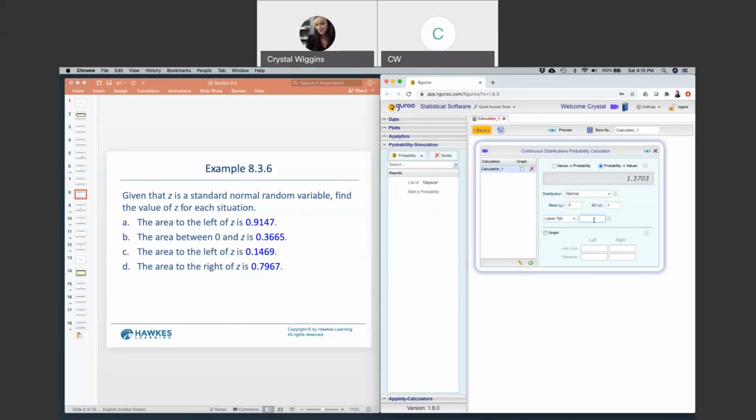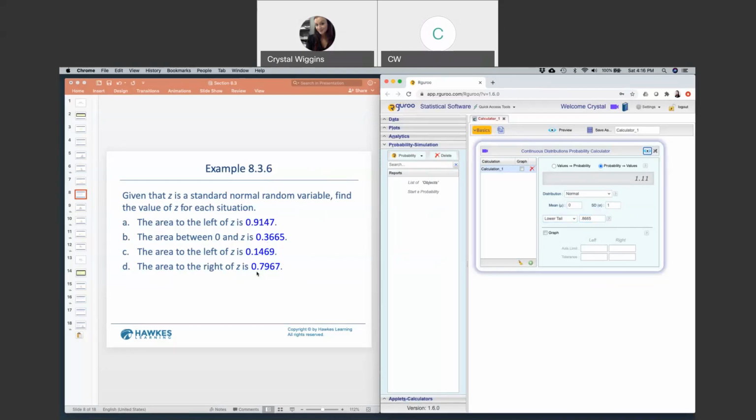So 0.8665. There's probably another way to do this, but I currently don't see how that works with our Rguroo, so this is what we'll do. So we have a z-score of 1.11. Great. That was one way to find it.